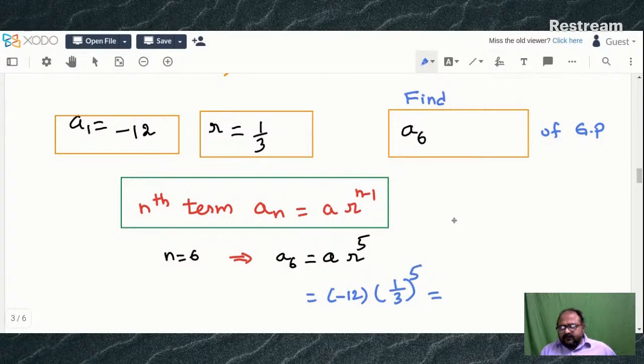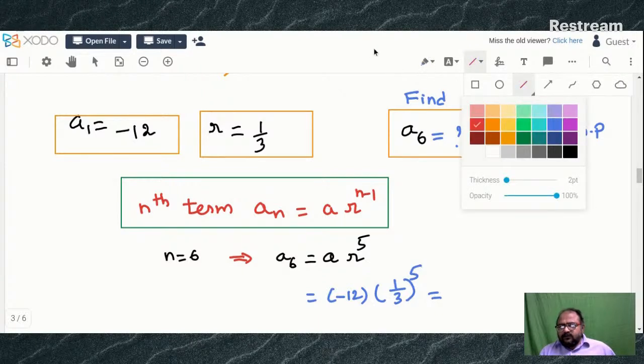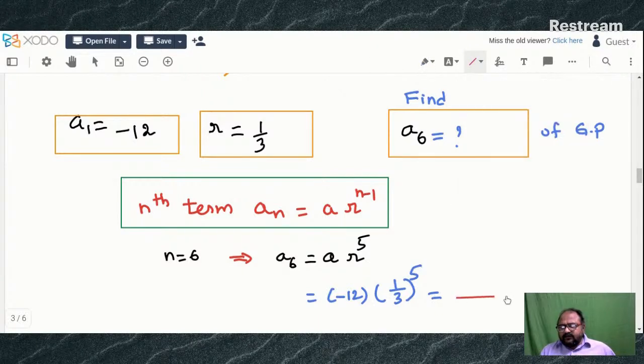So you simplify this, you will get the required answer, that is the sixth term. The simplification of this is left as an exercise to the student. Why? Because student must participate in learning.